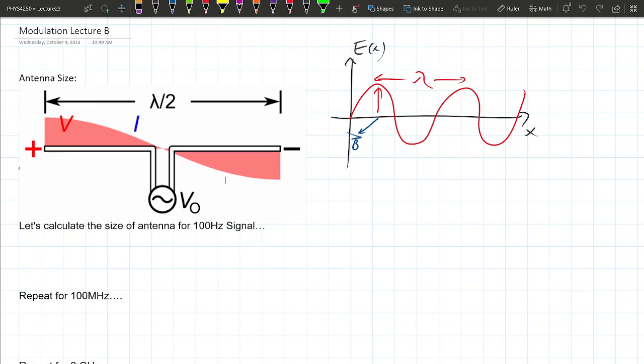So I'm just going to do some examples. Those of you might have seen this before. Let's say I have a 100 hertz electromagnetic wave. How long do you think the antenna is supposed to be? Anyone want to venture a guess? I'm just going to do the calculation while you take a guess. You don't have to calculate.